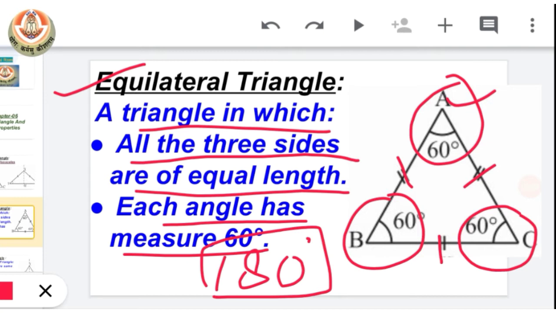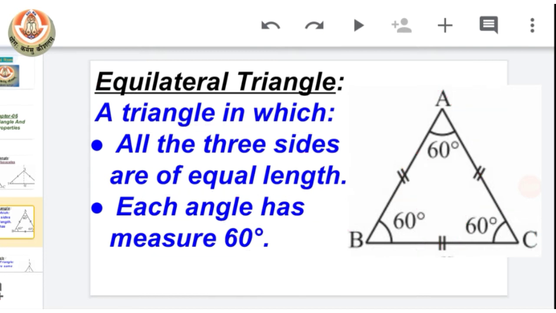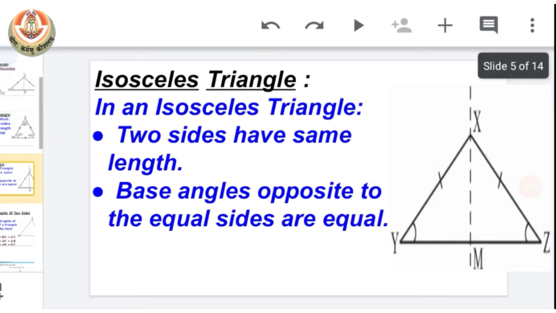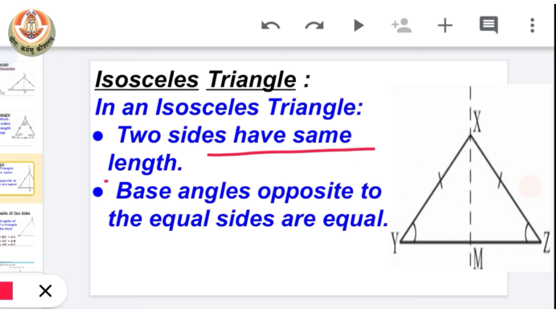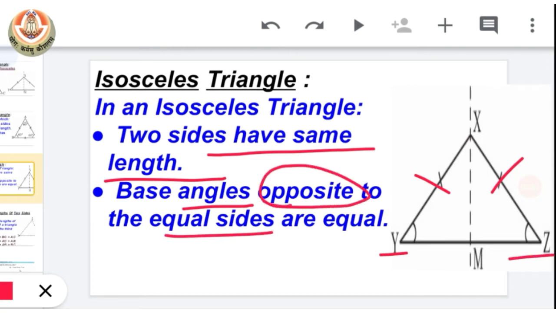So when we divide 180 by 3, we get 60 as the measure of each angle of an equilateral triangle. Now let's move on to the second special type of triangle, which is the isosceles triangle, in which two sides have the same length, and the base angles are opposite to the equal sides. So this angle is opposite to this side and this angle is opposite to this side.